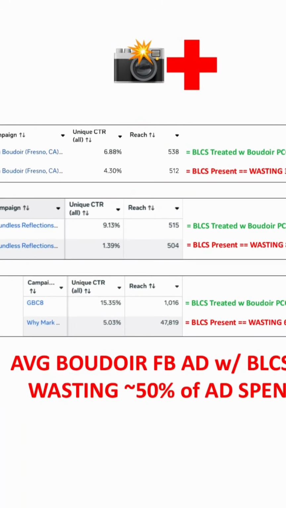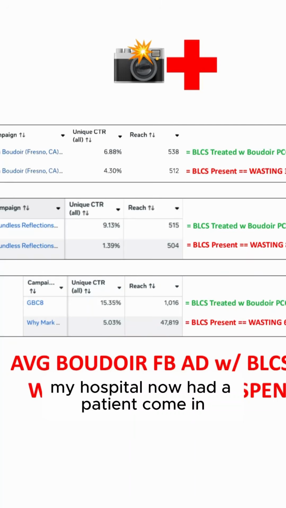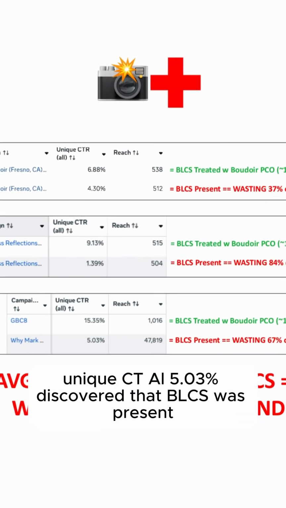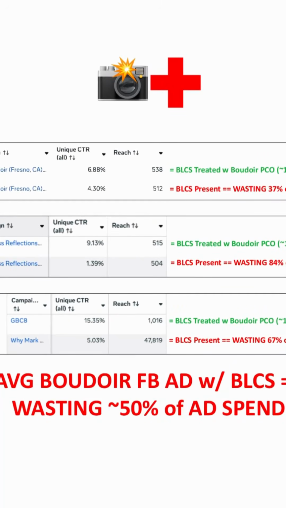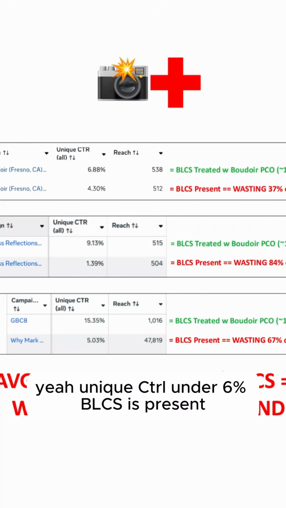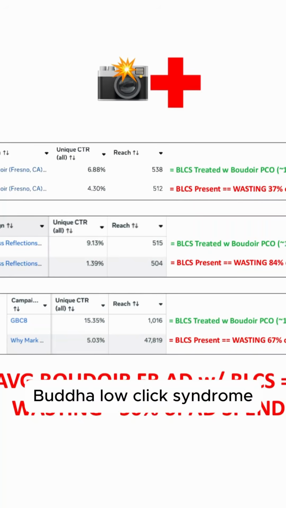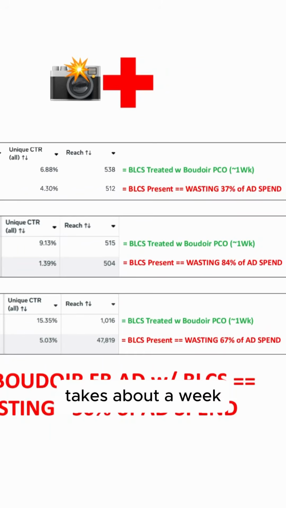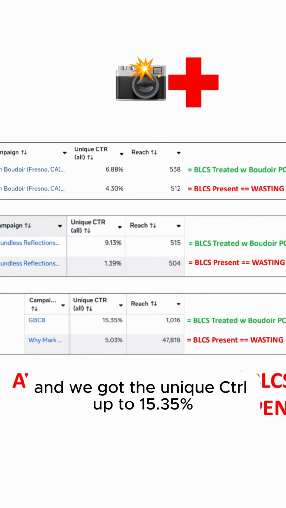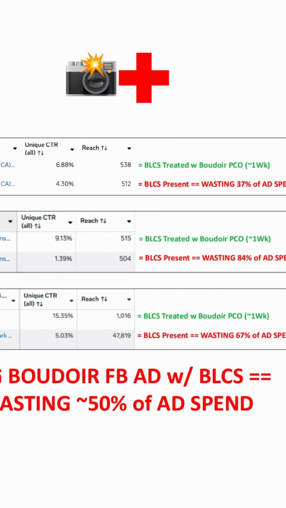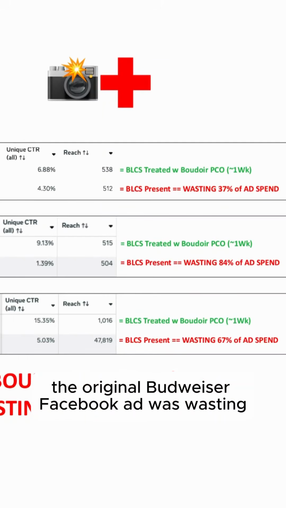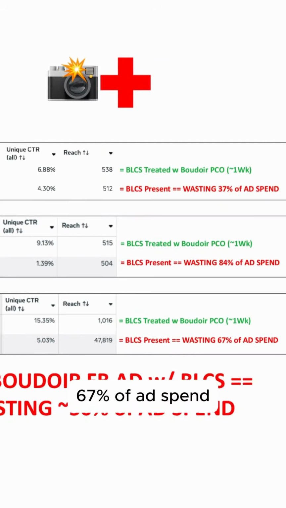Finally, my hospital now had a patient come in, unique CTR 5.03%, discovered that BLCS was present. Unique CTR under 6%, BLCS is present, Boudoir low click syndrome. So now we've got the solution. We can treat it with Boudoir Pico. It takes about a week. And we got the unique CTR up to 15.35%. So we found out the original Boudoir Facebook ad was wasting 67% of ad spend.